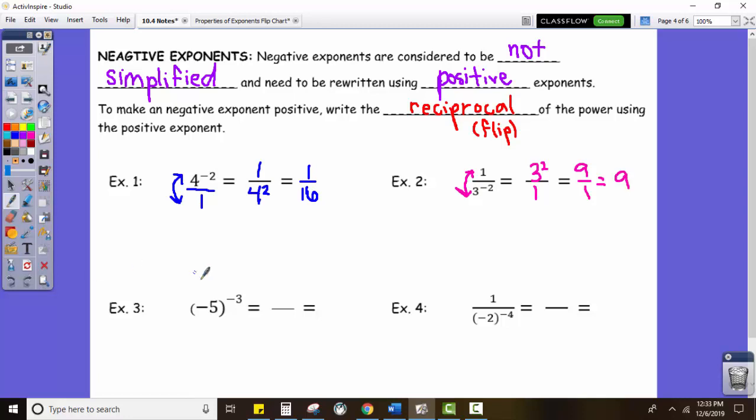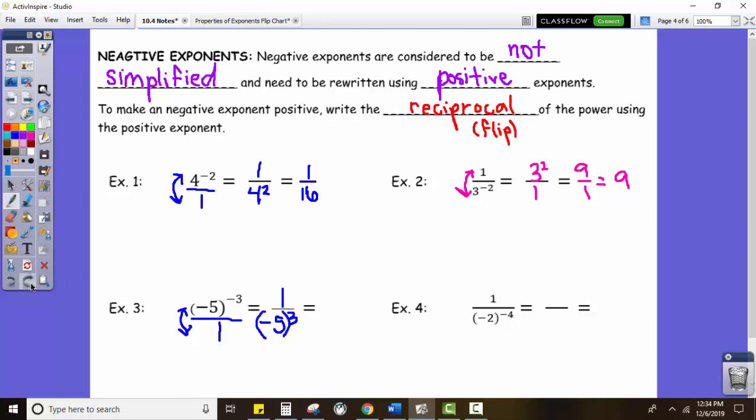Okay, example 3. Now there's something you need to notice here. I have negative 5 to the negative third power. So the part that's not proper is this negative 3. The way it's written, remember it's over 1 because all numbers can be written as a fraction with a 1 under it if it's a whole number. So I'm going to take the reciprocal. I'm going to flip the numerator and the denominator. So in the numerator I have 1. Now in the denominator I have negative 5 to the positive third power. So the only part that becomes positive is the exponent, the 3 here. The negative 5 stays negative because that is not part of the exponent.